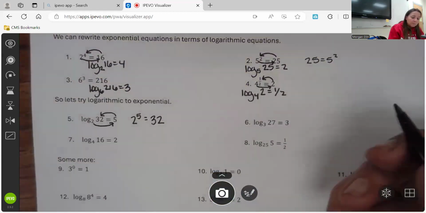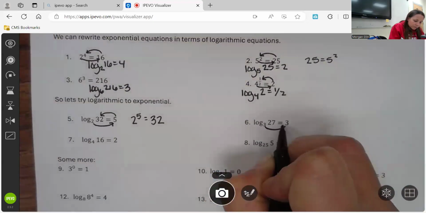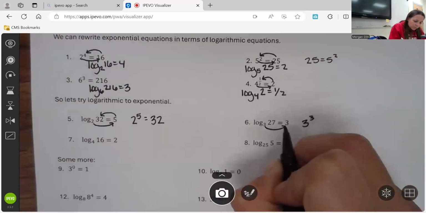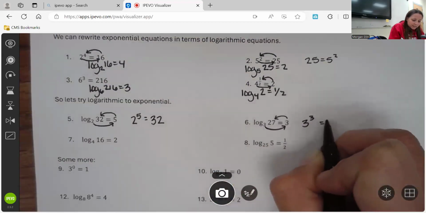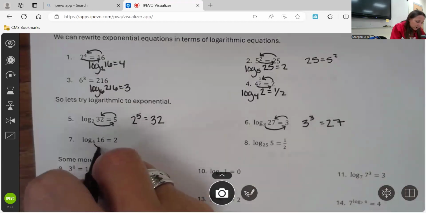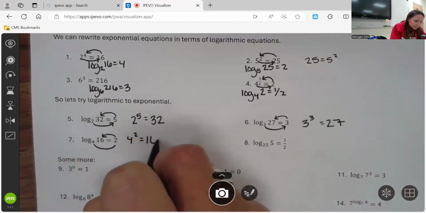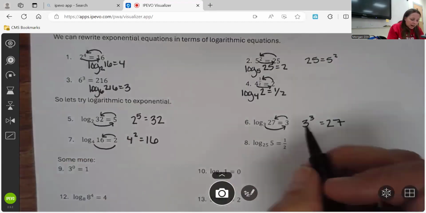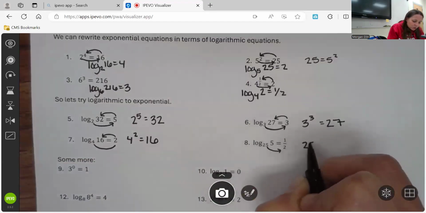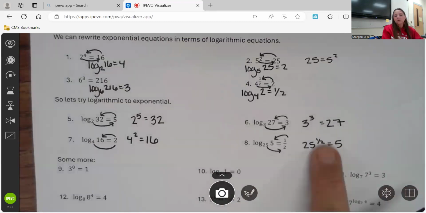Let's do it again. Pause and see if you can do these 3 right here. We're taking 3 and raising it to the 3rd power, and that should equal 27, and it does. You can check it on your calculator. This right here: 4 to the 2nd equals 16. And 25 to the 1/2 equals 5. I know it's a little funky to have the fraction as the exponent, but that can happen.